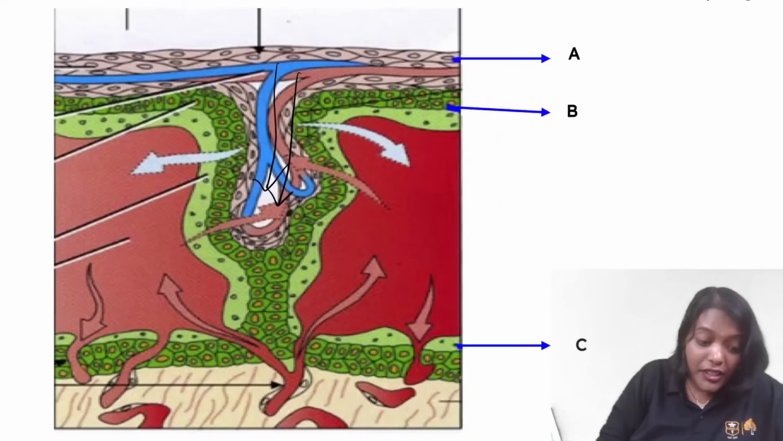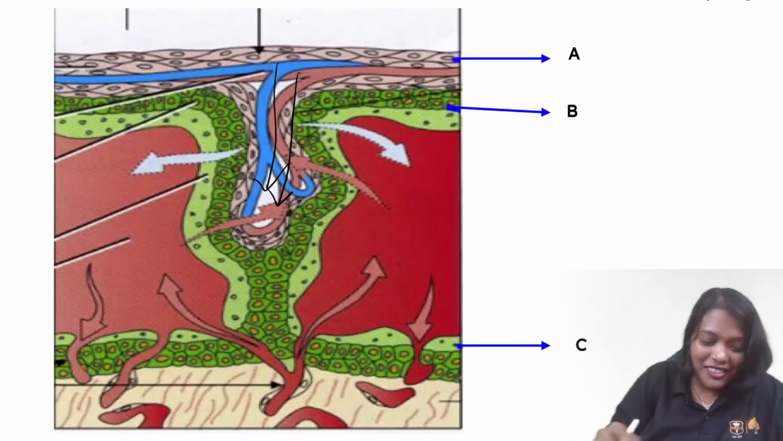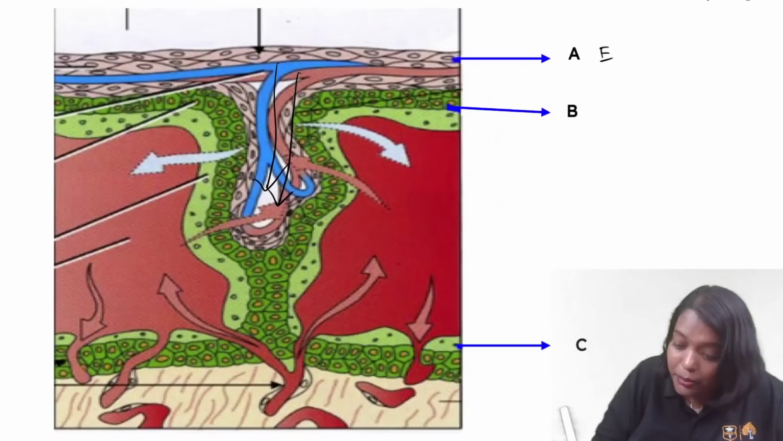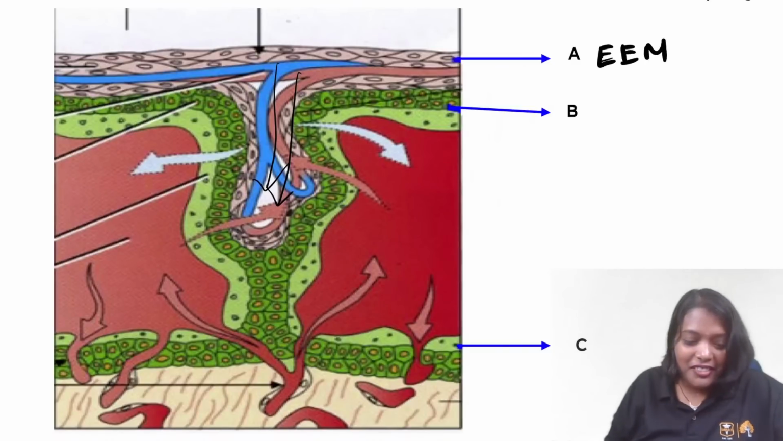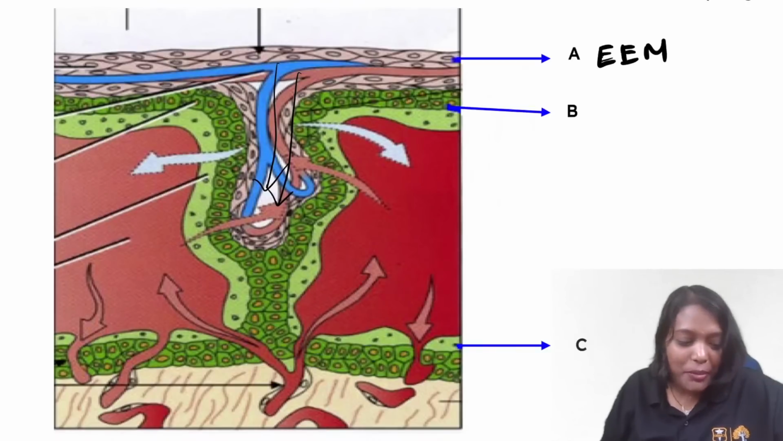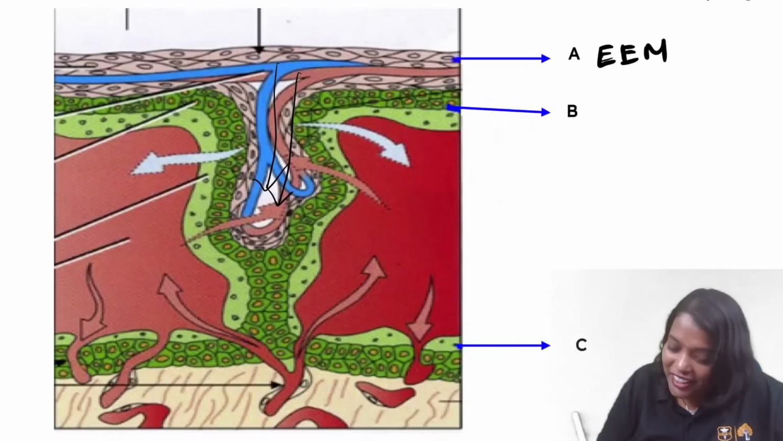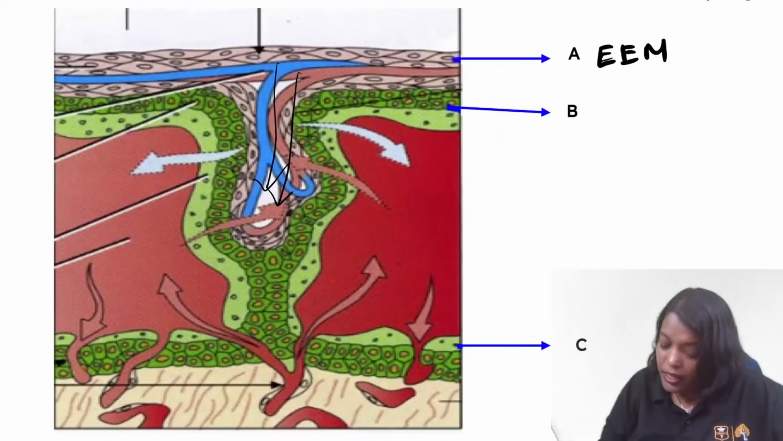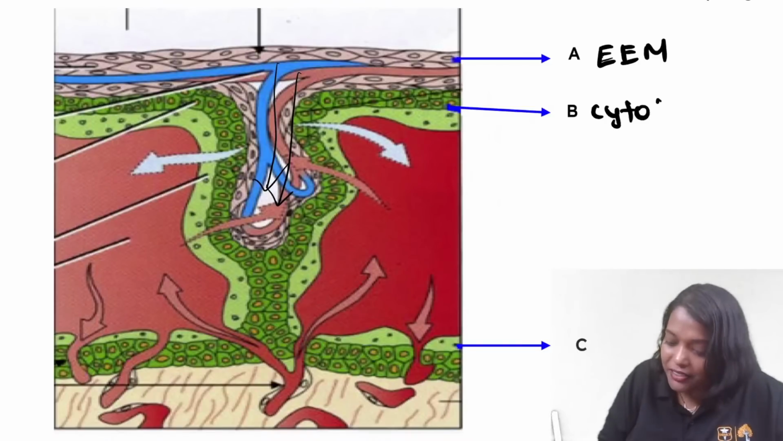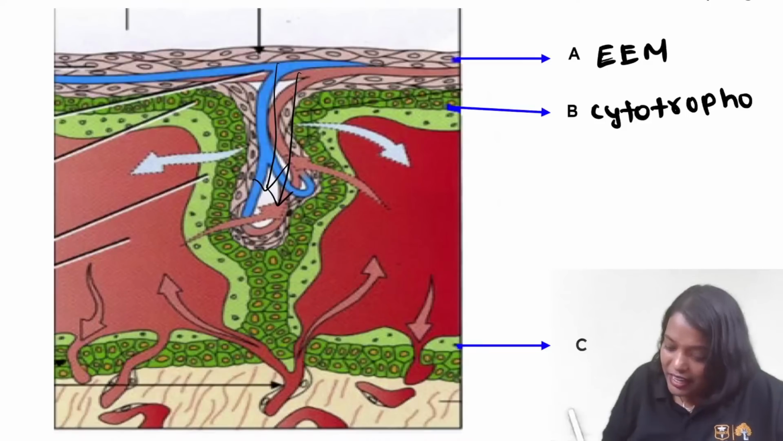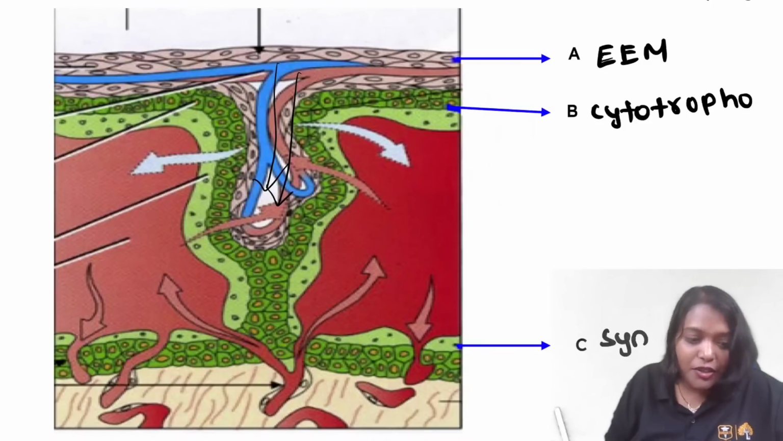Okay, so A, what you're seeing here is the extraembryonic mesoderm. Very good, Darshan. Excellent. So B, what you're seeing is the cytotrophoblast. And C is the syncytiotrophoblast.